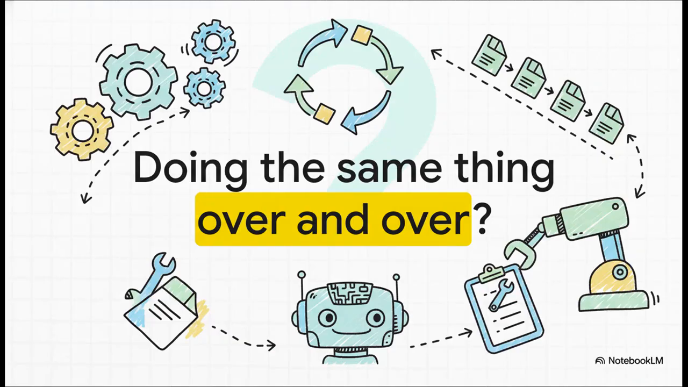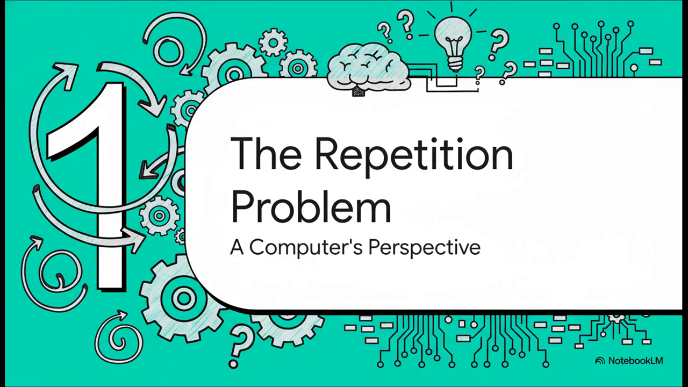You know that feeling, right? Like when you're copying and pasting the same thing or renaming 100 files one by one? Any of those tedious tasks that make you feel kind of like a robot? Well, the really cool thing about coding is that we can literally build the robots to do that work for us. But to do that, we first got to understand this whole idea of repetition from a computer's point of view. It's a problem that, luckily for us, has a really smart solution.